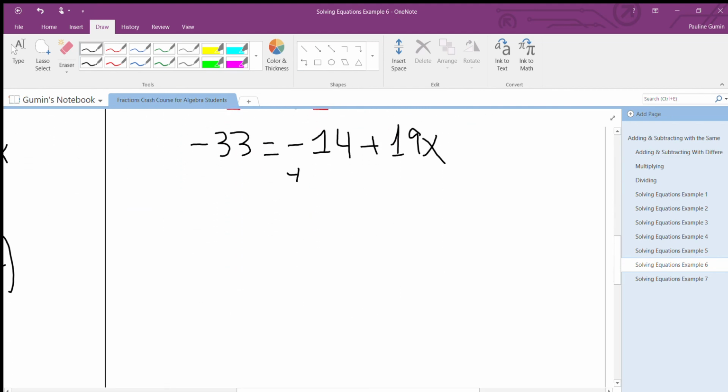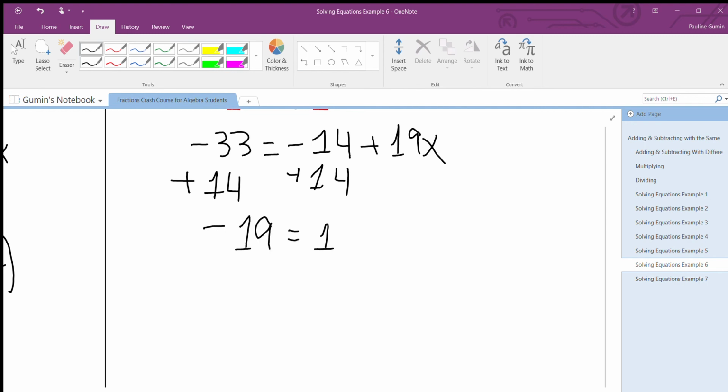I add 14 to both sides. So we get, we just did that. Negative 19 equals 19x. We divide both sides by 19. And we get negative 1 equals x.